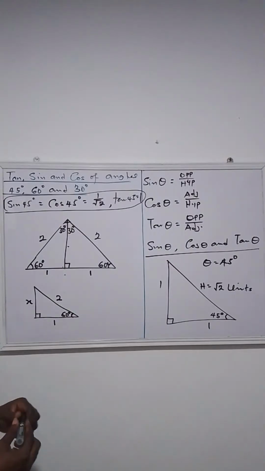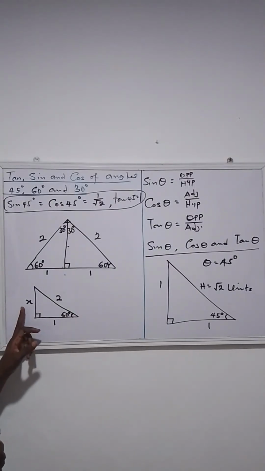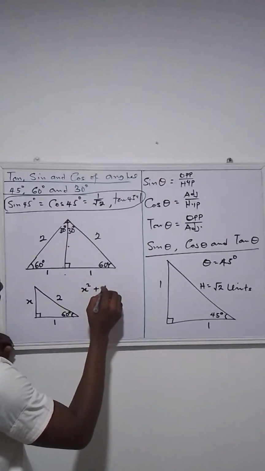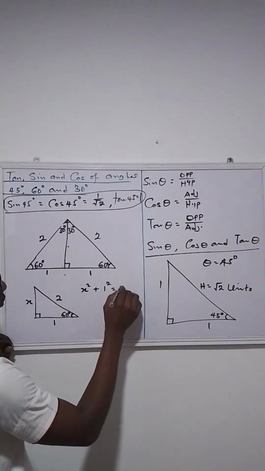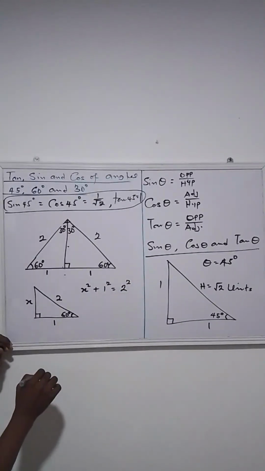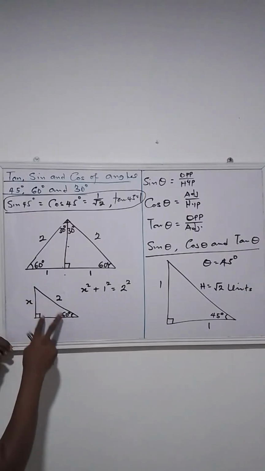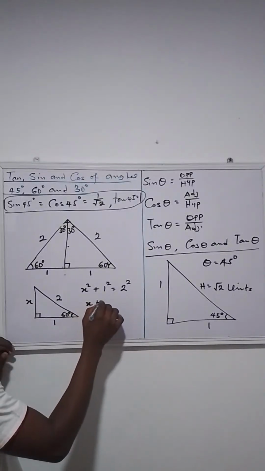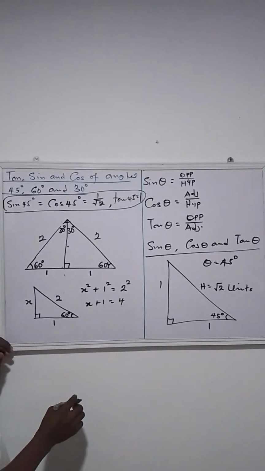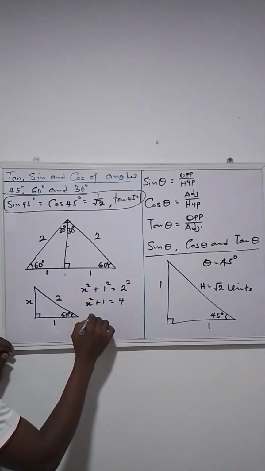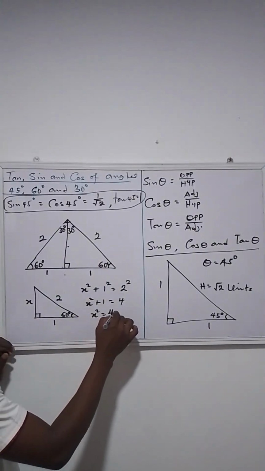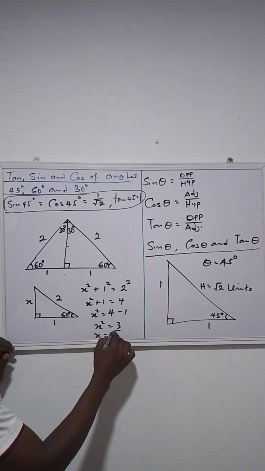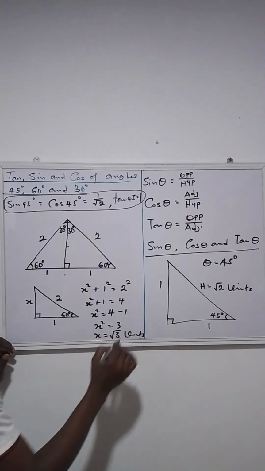All right. So if it is X, I will use Pythagoras theorem now to get the opposite. So I will have x squared plus 1 squared equals 2 squared. Okay, using Pythagoras theorem, this side squared plus this side squared equals the hypotenuse squared. So we have x squared plus 1 equals 4. 2 times 2 is 4. So let's take this to this side. We have x squared equals 4 minus 1. So x squared equals 3. So x equals square root of 3 units.